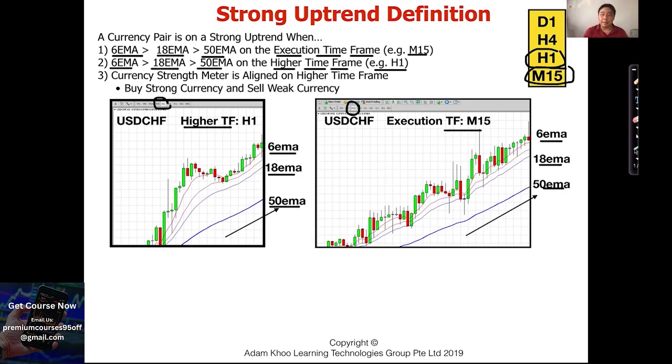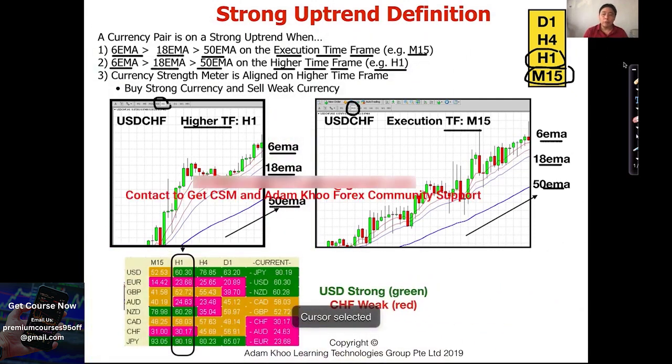Now, at the same time, very importantly, you have to always ensure that the currency strength meter, known as the CSM, is aligned on the higher time frame. All right. So again, bear in mind, the CSM must be aligned on the higher time frame only, not on the execution time frame, only on the higher time frame. So in this case, the higher time frame is on H1. So on the CSM, we are looking at the H1 strength of the currencies, right?